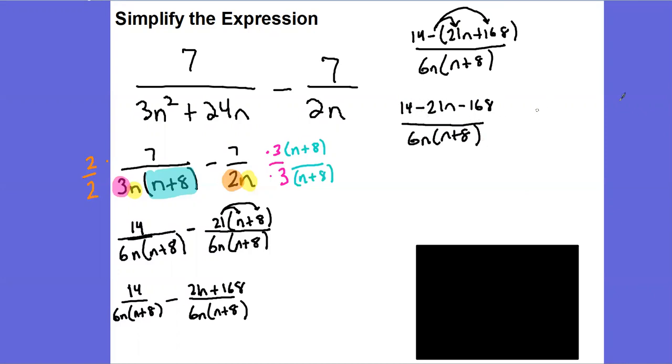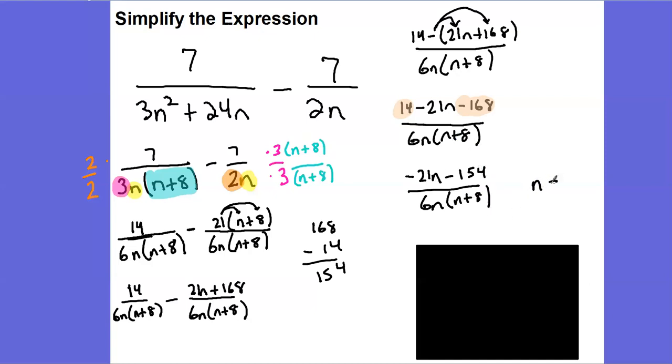Combine your like terms. So I have, here we'll color code this. I have this 14, this is a positive 14, and this negative 168. So I'm going to want to put that together. So I have 168 on the negative side of things, 14 on the positive side of things. So let's just do a little scratch work off to the side here. Different signs you'd want to subtract. So this is going to be negative 154. So I have negative 21n minus 154 all over 6n times the quantity n plus 8.